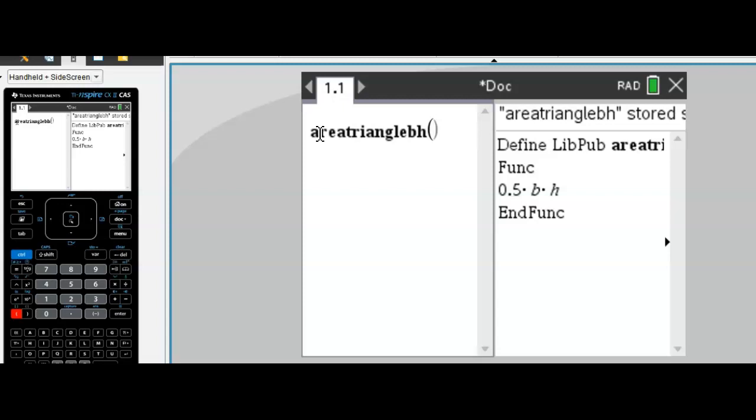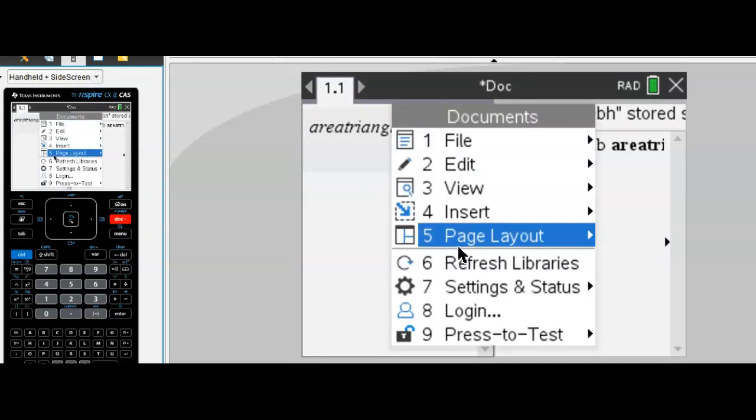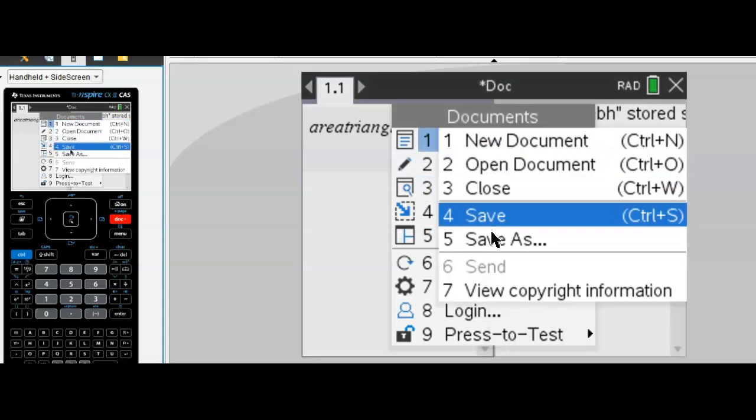So I'm just going to make one up. So base is 4, height is 6, and then just press enter. So when you think about it, half times 4 times 6 does give you 12. So we know that the formula has been put in correctly. All right, so menu, doc, and we're just going to save it. So go to file, then we're just going to save.